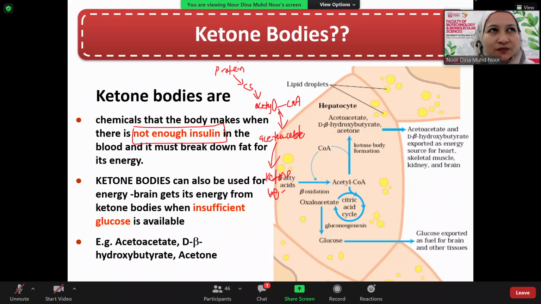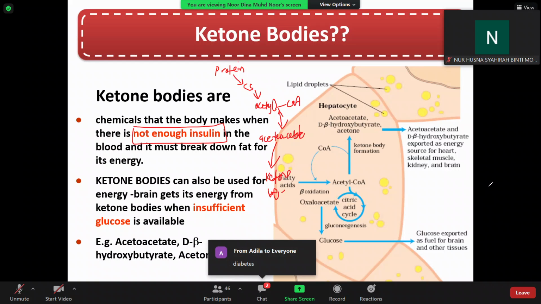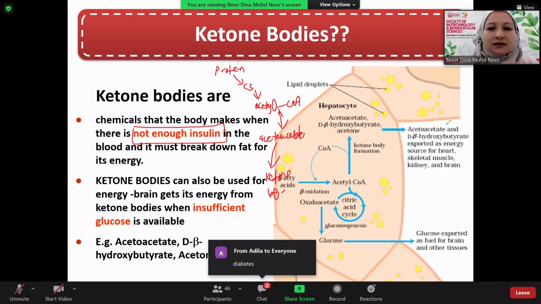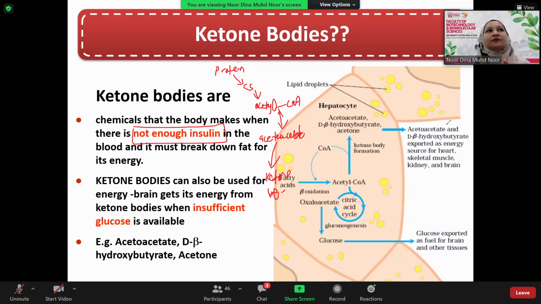Okay, another fact, or consequences if you didn't have enough insulin. Diabetes, yes, that's right. Okay, interesting. All right. So diabetes, starvation. Okay. Usually, those people.